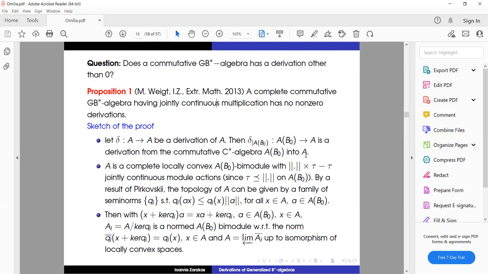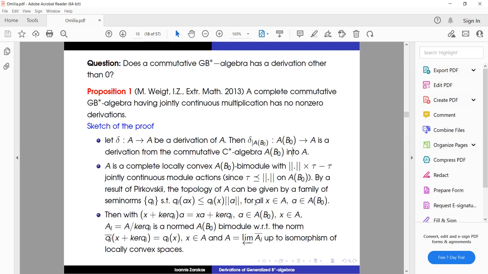Okay, so of course it is easy to show that this is also a derivation from AB0 in 12. The crucial part here is about the topology. And this is described in the second bullet, which means that alpha, the whole algebra alpha, can be seen to be a complete locally convex AB0 bimodule. It is clearly a locally convex AB0 bimodule, and the module actions, norm times tau to tau, are jointly continuous.